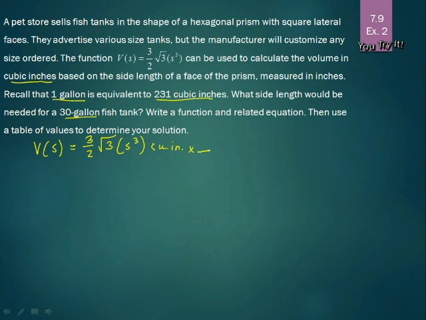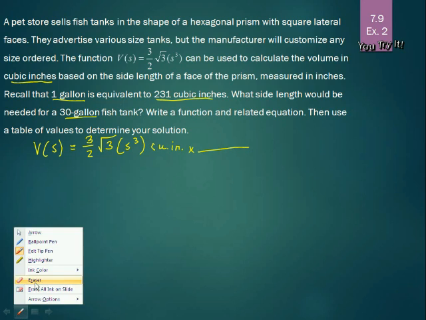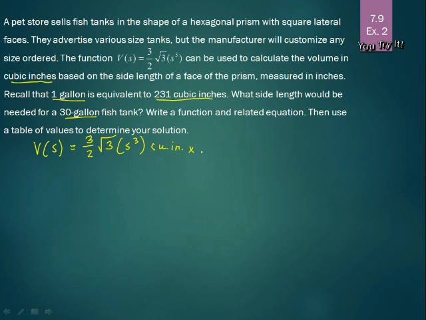Then we just need to use the conversion factor they give us, and so we'll put our cubic inches diagonally so that those will cancel. So we'll put 231 cubic inches on the bottom and 1 gallon on top. And then we just need to multiply across and divide.